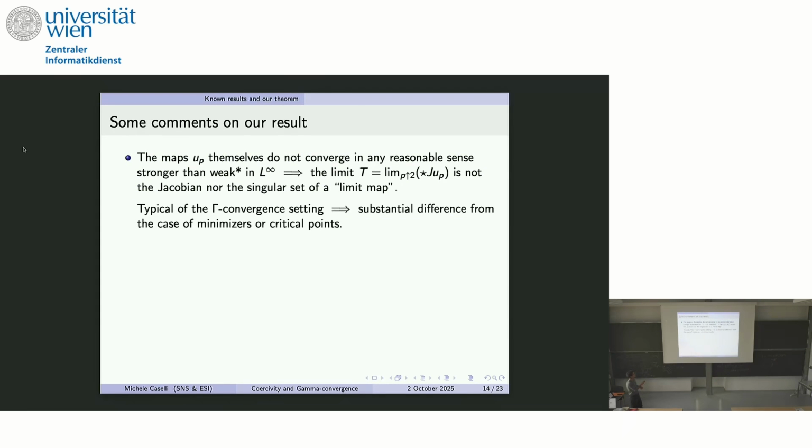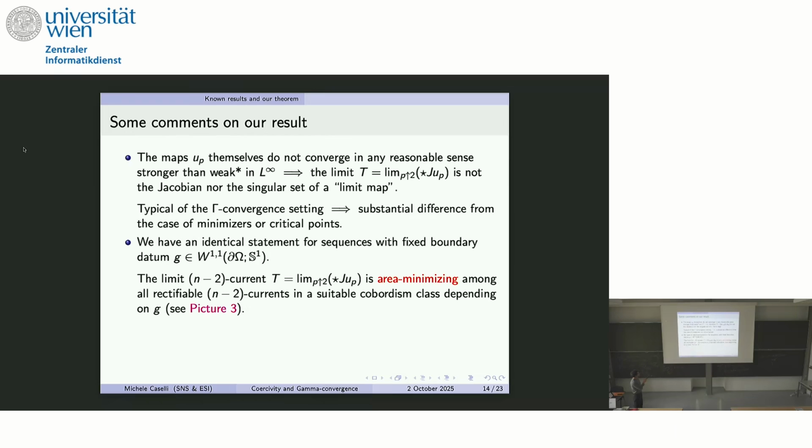And actually, this is typical of the gamma convergence setting. It's the same for the gamma convergence of Ginzburg-Landau, so this is not something special about our setting. A second very important point is that we have an identical statement for sequences with fixed boundary datum, with the correct energy bound, but with fixed boundary datum.